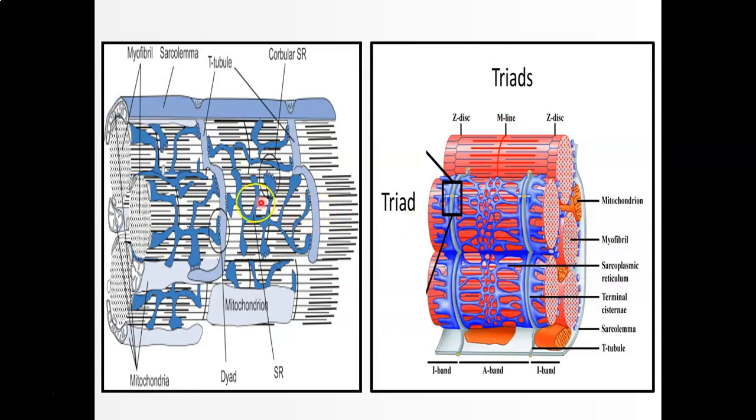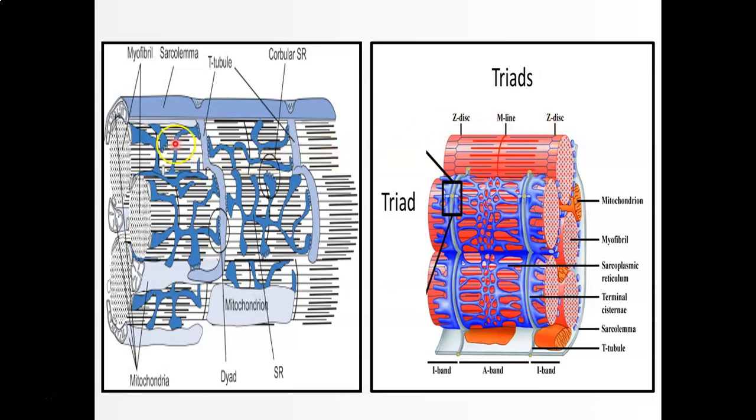Here is the comparison between skeletal muscle and cardiac muscle. In skeletal muscle, I have a triad system. If you count here, you will find three structures. The triad system is located at the A-I junction, between the actin and myosin junction here. Another triad system is at the other A-I junction.